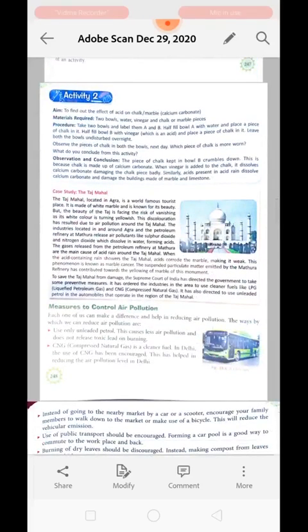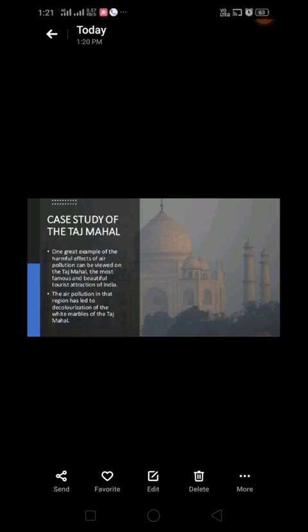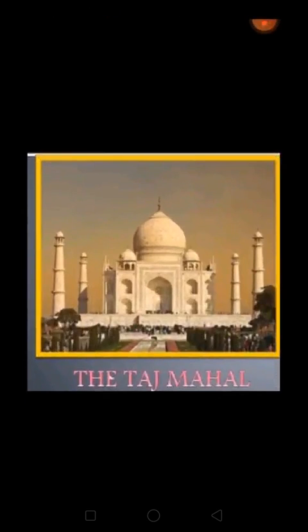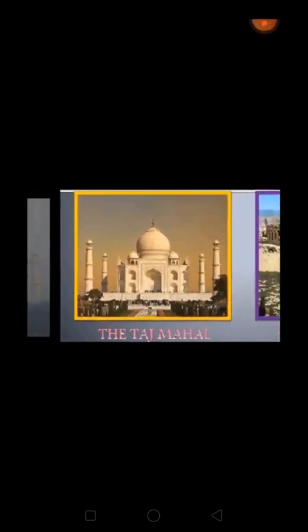Mahal. Okay, Taj Mahal is located in Agra. It is a world famous tourist spot. It is made up of white marble and is known for its beauty. The beauty of Taj Mahal is facing the risk of vanishing as its white color is turning yellow. Why? Because of acid rain. The discoloration has resulted due to the air pollution around the Taj Mahal.